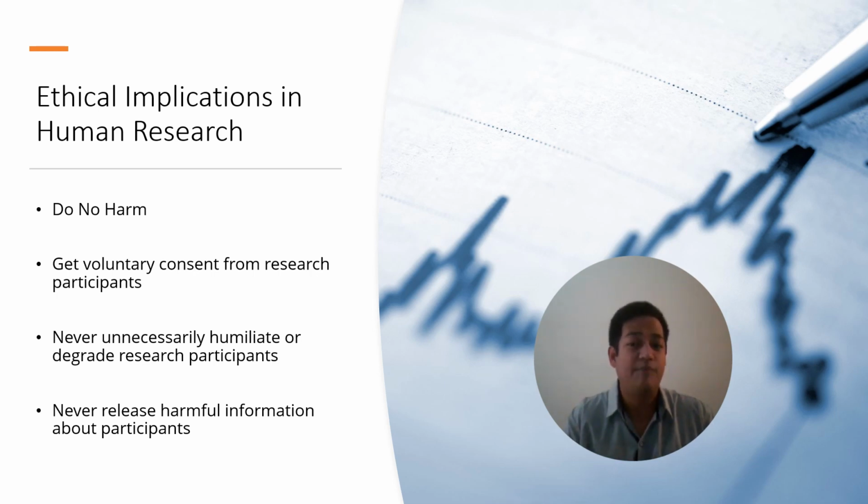Even if anonymity can't be maintained, confidentiality should be. Confidentiality allows information to be assigned to specific participants, but prevents that information from reaching the public.